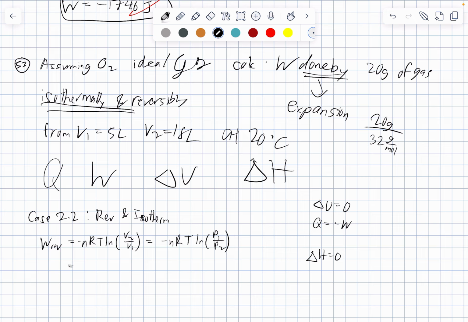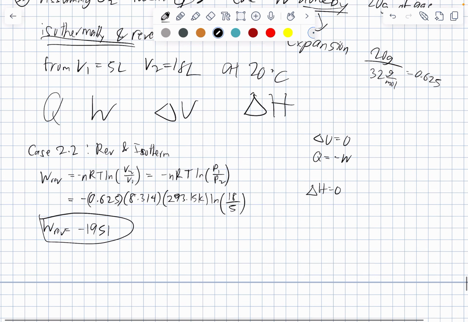20 over 32 is 0.625. So negative 0.625 moles times 8.314 times the temperature, 293.15 Kelvin. That is 20 degrees Celsius, no? ln. Do we have volume? Yes. Okay, we don't have to convert them to meter cube. You already know why. I've explained that multiple times already. 0.625 times 8.314 times 293.15 times ln 18 over 5. Answer, negative 1951.